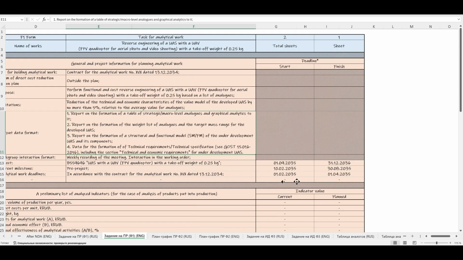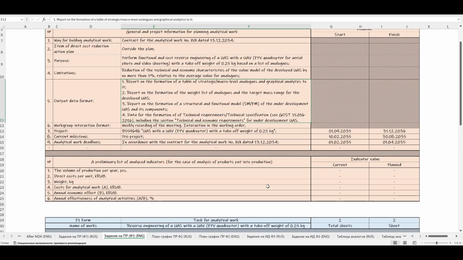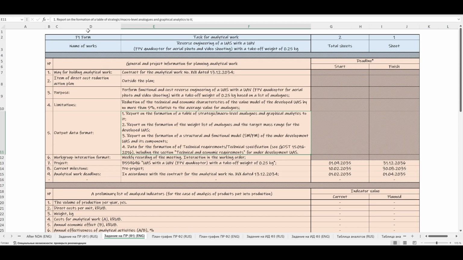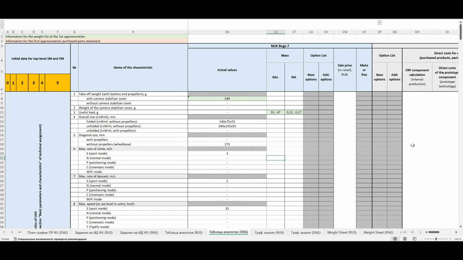Let me remind you that the scheme for evaluating the effectiveness of value analysis and value design engineering is quite simple and is shown on the first sheet of the F1 form, considered by us as stage 2. In particular, it's equal to the ratio of the cost of conducting analytical work during the year to the annual economic effect of carrying out these works, for example, reducing direct costs per unit of production. Stage 11. The formation of final analytics.